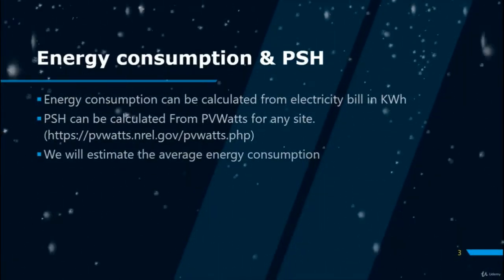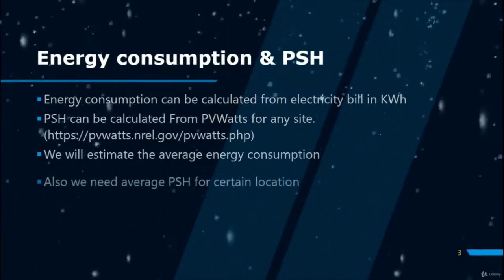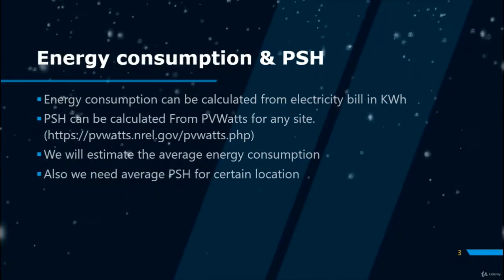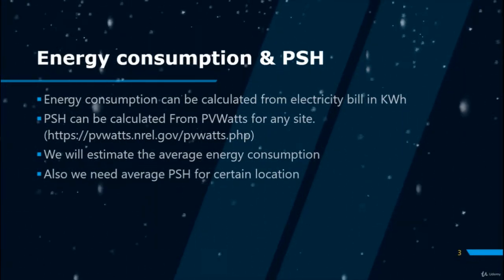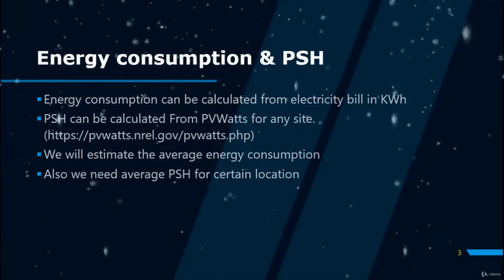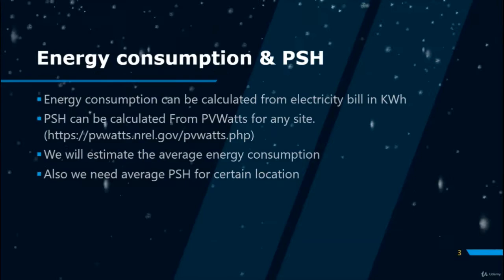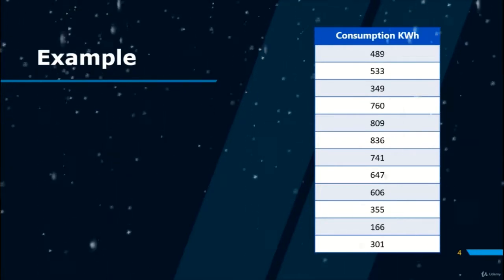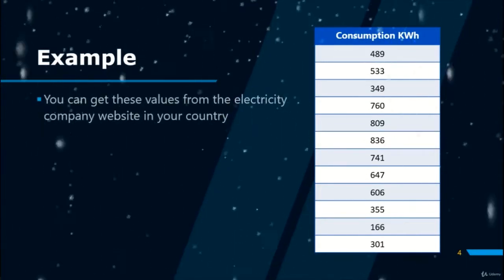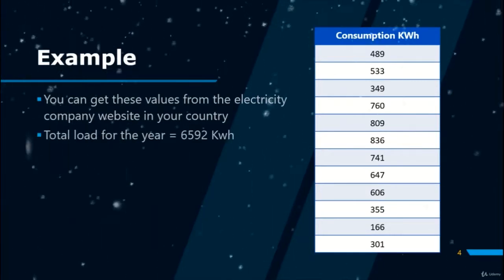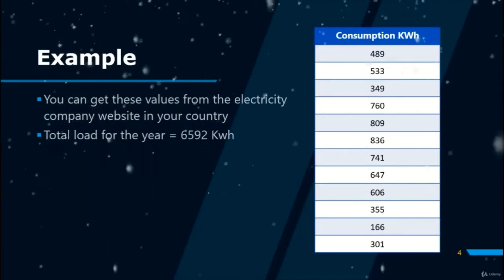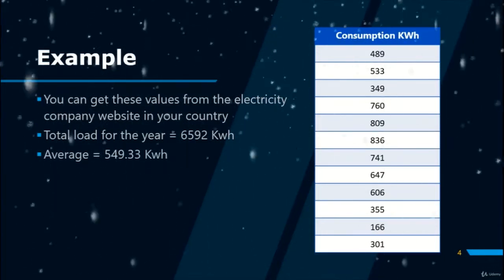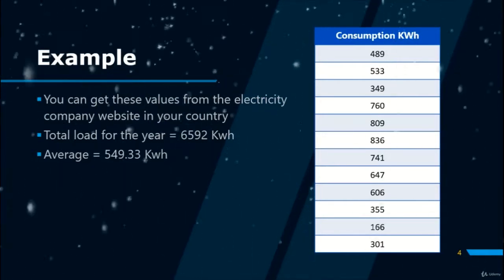After that, we will estimate the average energy consumption, and we need the average peak sun hour for a certain location, as we see. So we need the energy consumption and the peak sun hour. We can find the energy consumption from the electricity bill, and we can find the peak sun hour from the PV Watts calculator. For example, you can get these values of consumption for a house from the electricity company website in your country. Sum all the values and we will get 659.2 kilowatt hour. Estimate the average of the total summation of the values and we will get 549.33 kilowatt hour.